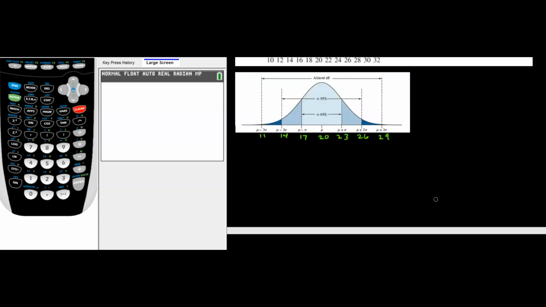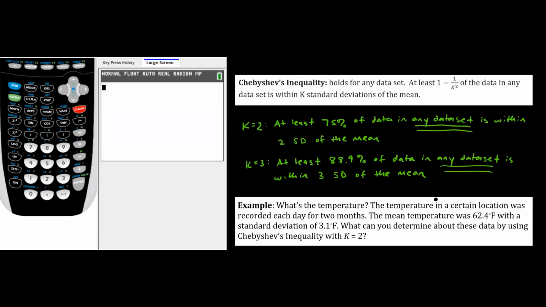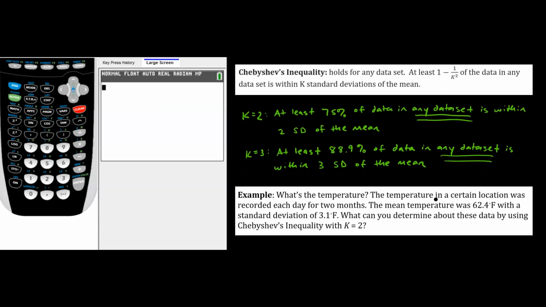Okay, let's go talk about another rule right now known as Chebyshev's inequality. And this has some similarities and differences to the empirical rule. First off, Chebyshev's inequality is going to hold for absolutely any data set. And this is important because not all data sets have a bell curve distribution where something like the empirical rule can apply. So the Chebyshev's inequality says at least 1 minus 1 over k squared of the data in any data set is within k standard deviations of the mean.